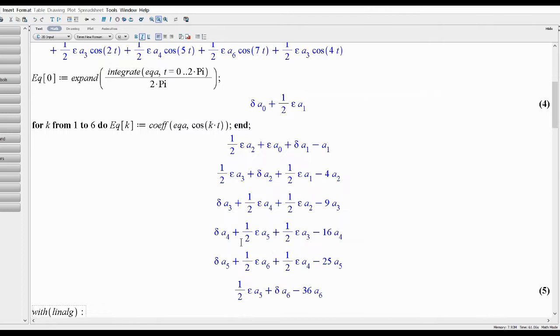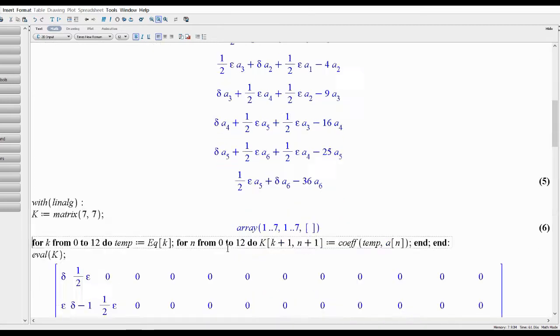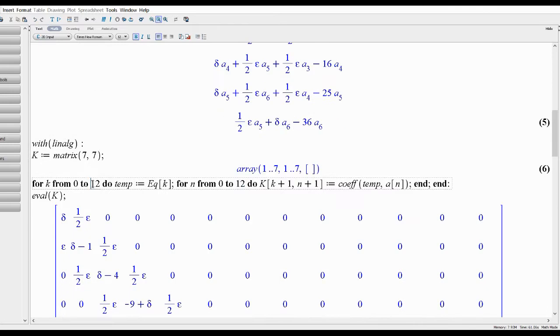Okay, then I will define, so now there are actually 7 coefficients. There are 1, 2, 3, 4, 5, 6, 7 equations. So I will say that I want linear algebra in Maple, and I will define a 7 by 7 matrix. I was just trying a bigger calculation, but my computer is struggling, so we will go back. 0 to 6, we will take the EQK and just call it temp. We need not have done that.